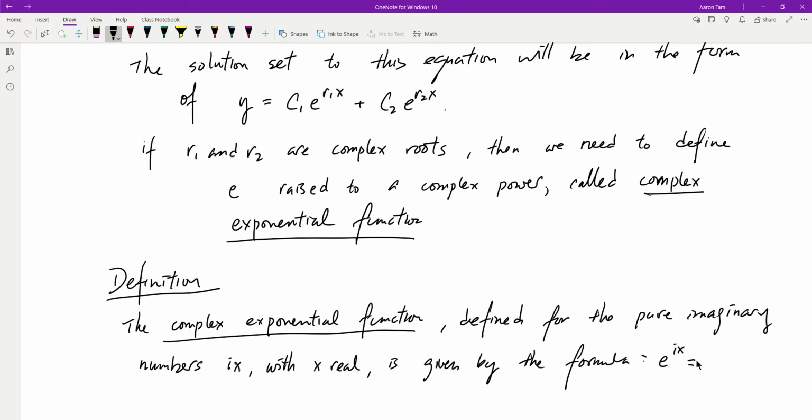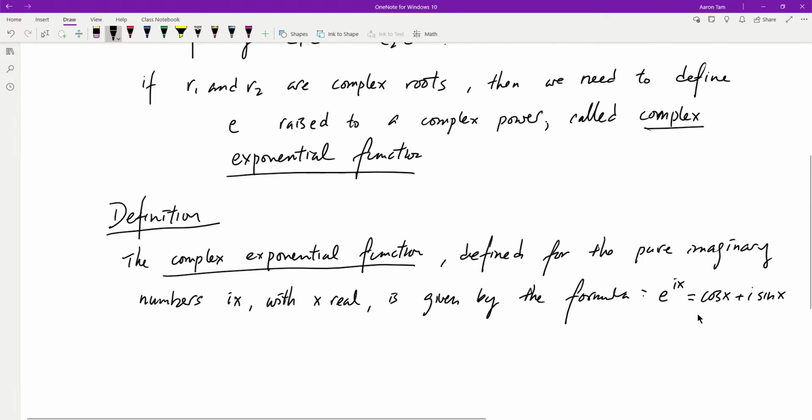e to the ix is equal to cosine x plus i sine x. And you probably remember Mr. Bernhard gave you this formula, the cis function. The reason why this is the definition of e to the ix is because of the Maclaurin series for e to the x, cosine x, and sine x. So let me show you a little proof.